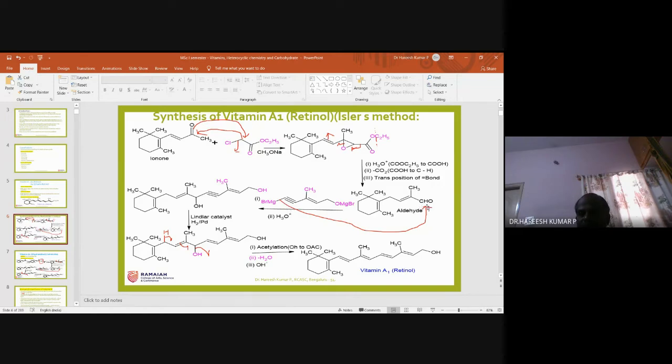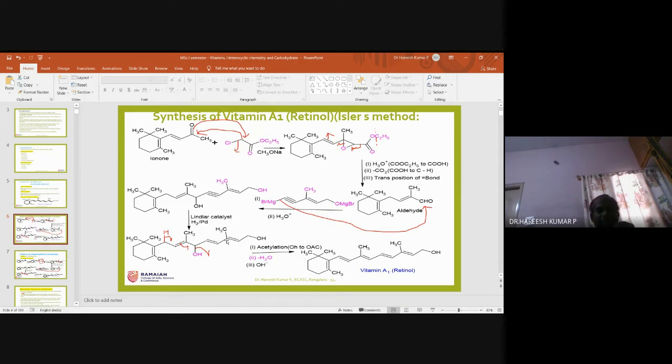So that means CHO gets converted into OH. And there will be a new bond formation between this carbon and this carbon. So that is how this product is obtained. So from here to here, it's a reduction. More particularly, a triple bond is reduced to a double bond.